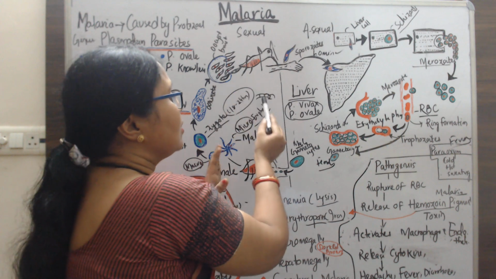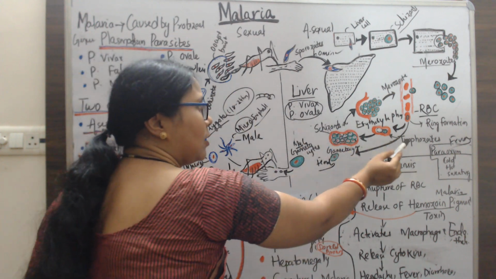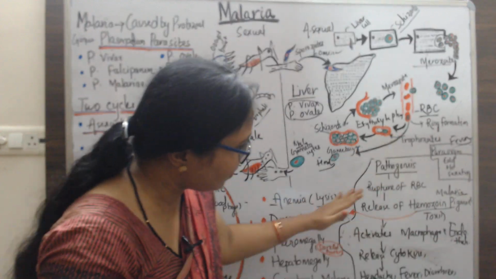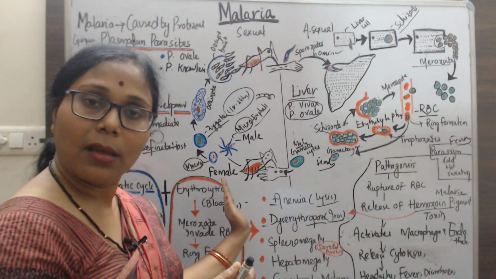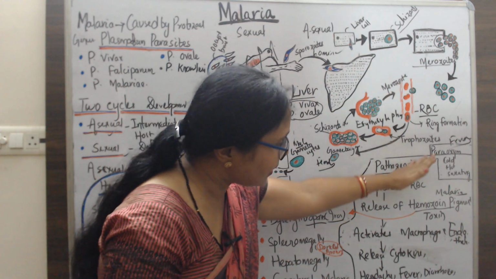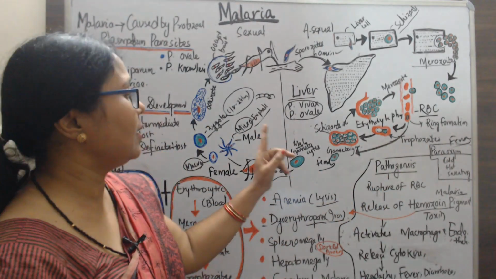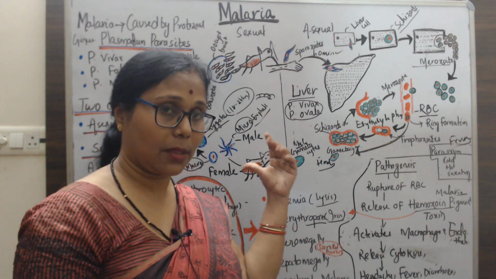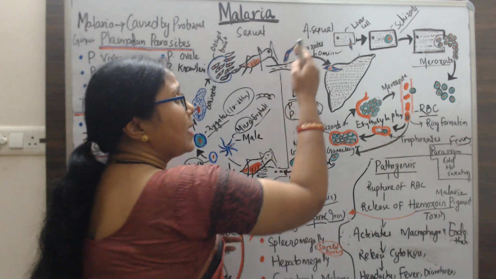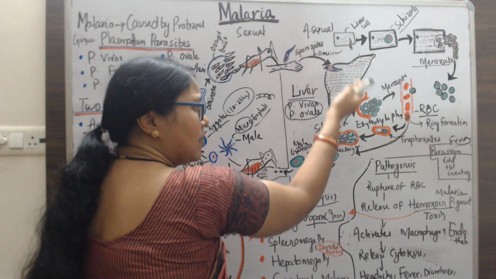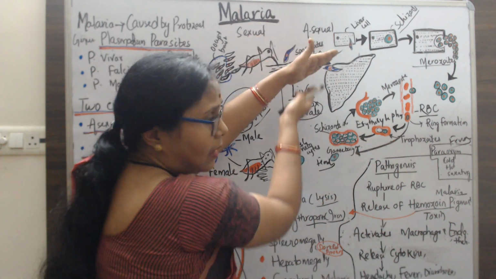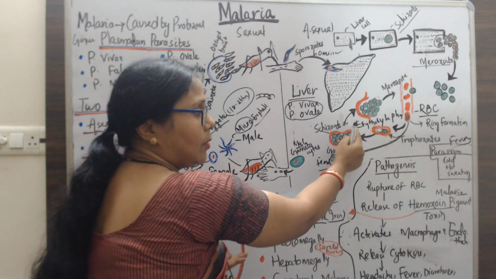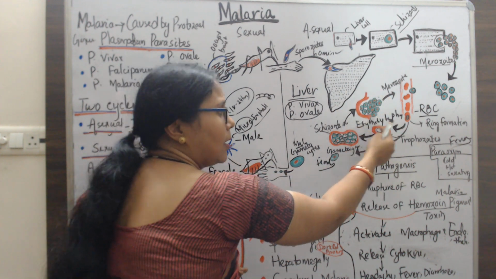So this is the total process. If you see the life cycle of the malaria parasite, two cycles are developed. One is the asexual development, and the second is the sexual cycle. The asexual cycle happens within the human body, and the sexual cycle happens within the mosquito gut. In the asexual cycle there are two phases. One is the hepatic phase, another is the erythrocytic phase, because the RBCs are affected.